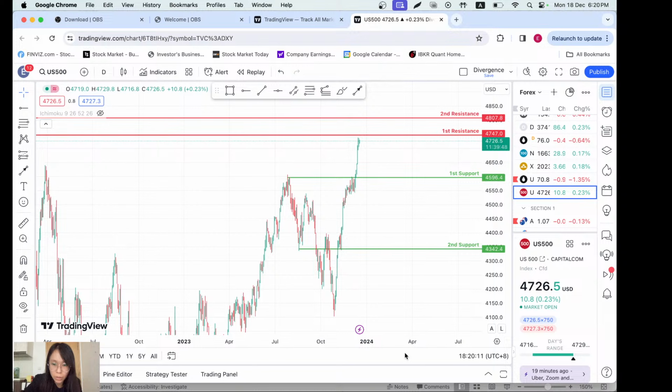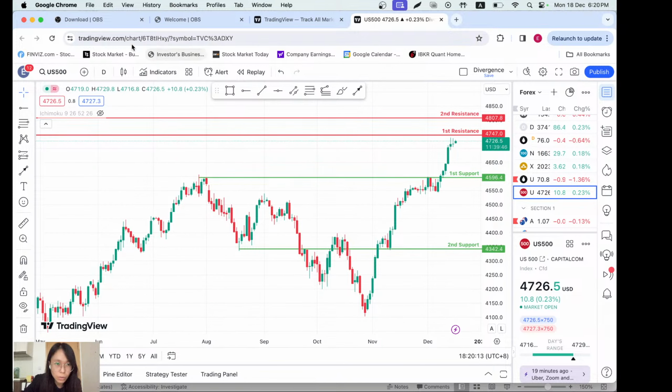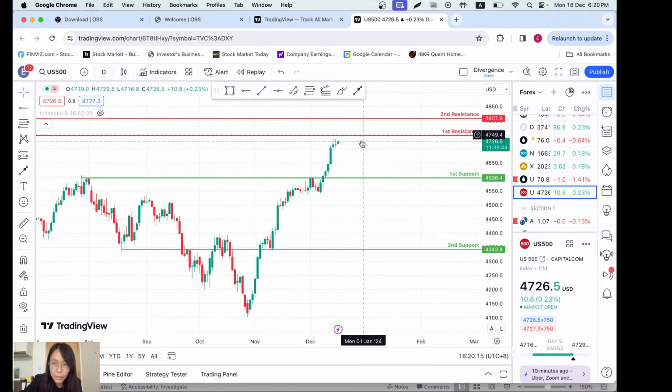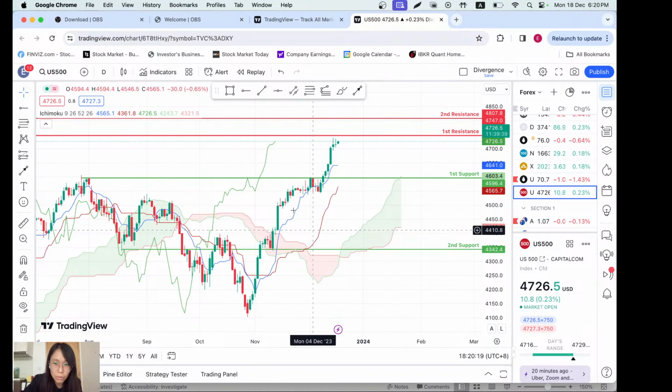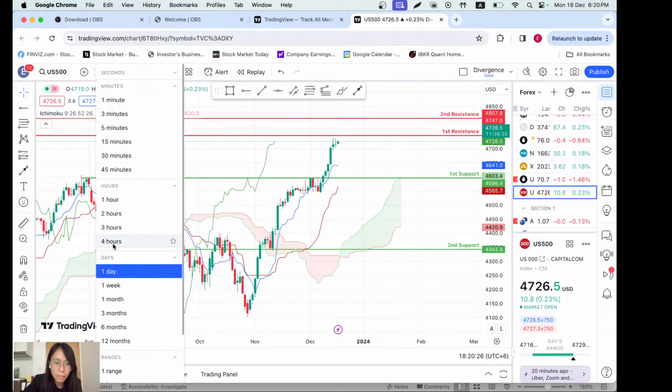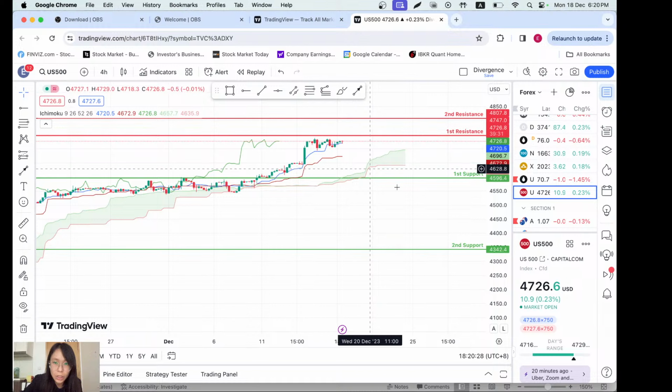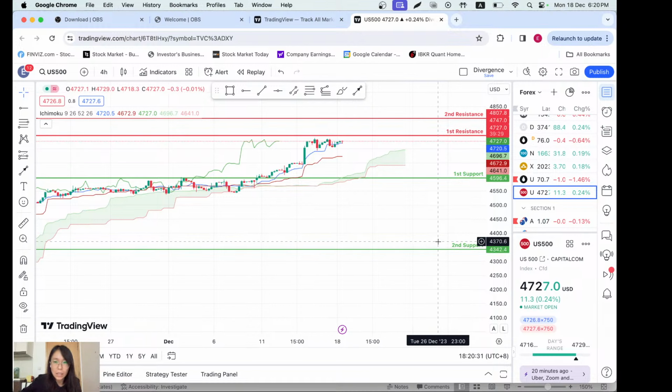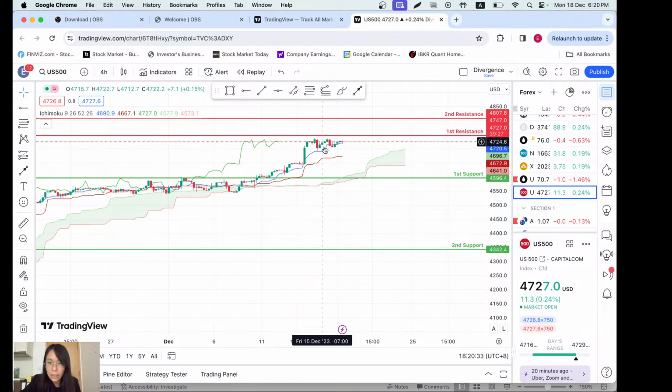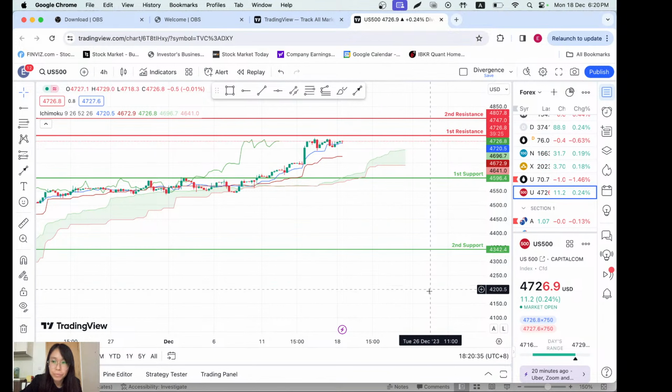It's not possible to draw any Fibonacci here. The price is reaching the first resistance, and once again very bullish, way above the Ichimoku cloud. It's touching the first resistance now. On the H4 chart, it's slightly less bullish and more likely consolidation. You can see price is consolidating.